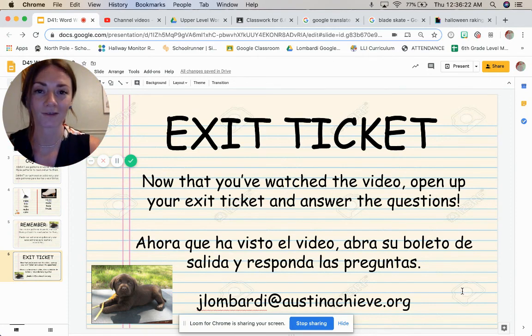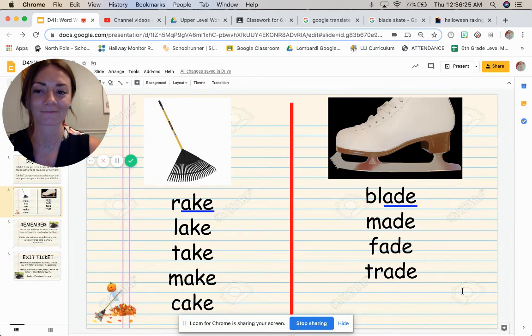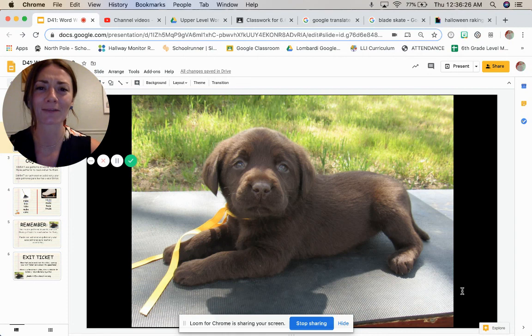Before we go though, as promised, let's take a look at the puppy again.